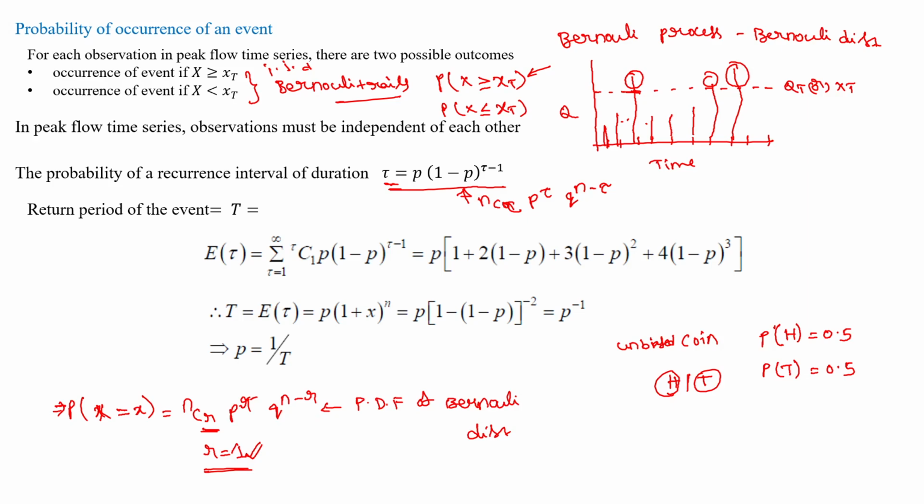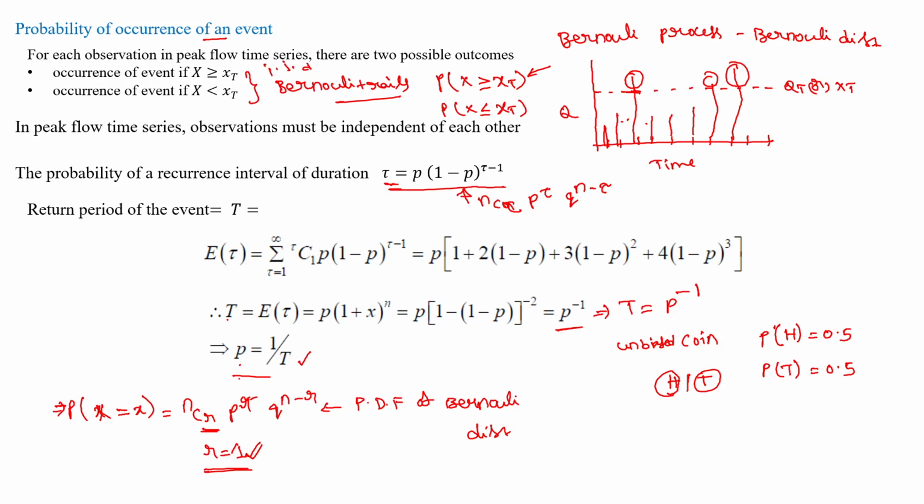By performing this simplification, we get T equal to the inverse of p, so p equal to 1 by T. So this is the probability of occurrence of an event. In this way we can calculate the probability of occurrence of an event.